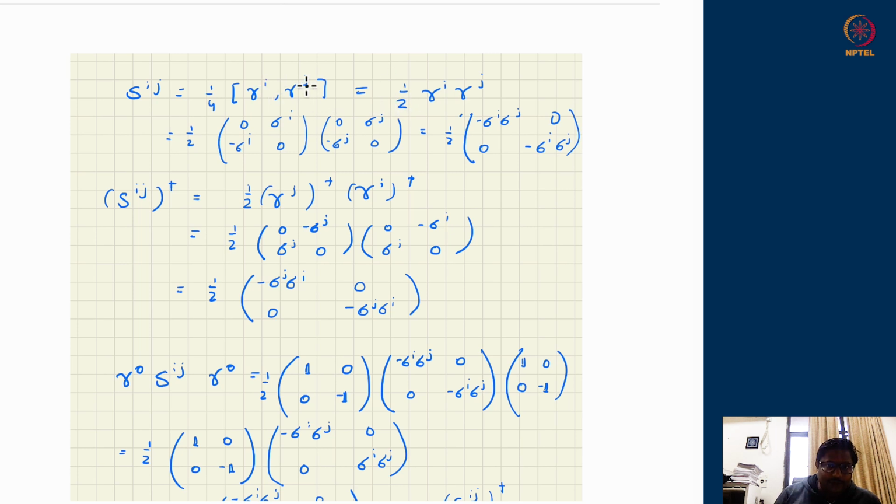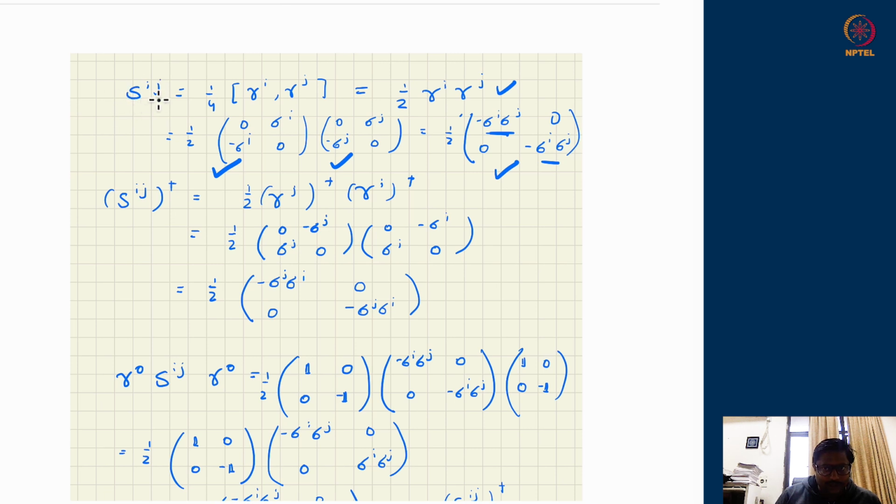For i not equal to j, I will obtain gamma i, gamma j multiplied together with a half factor, in a similar way to how the 1/4 was converted into 1/2 for the previous case. Let us write down what gamma i and gamma j are. Put together, you will get a diagonal entry: minus sigma i sigma j along the first diagonal and minus sigma i sigma j along the second diagonal. So that is the S_ij for you.